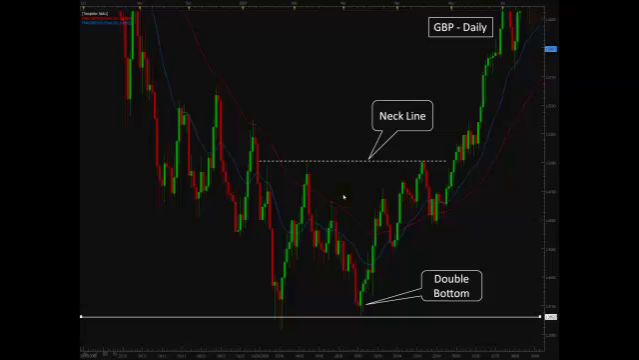Okay, so this is GBP on a daily chart, and we're looking at a good double bottom here. We go a nice move down, test that level once, bounce back up, test it again, and then on the break of that neckline we can go long if we wanted to, if that fitted our risk reward criteria in our individual trading style.